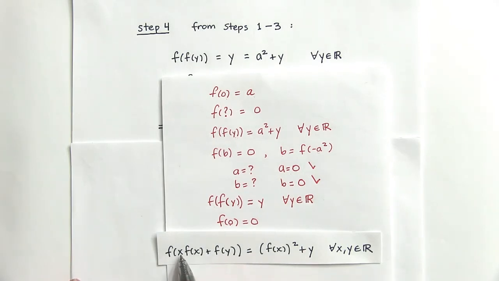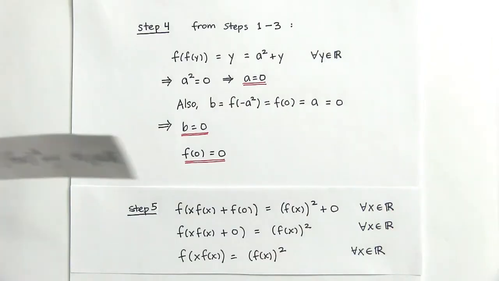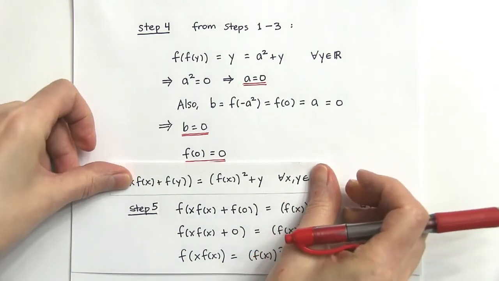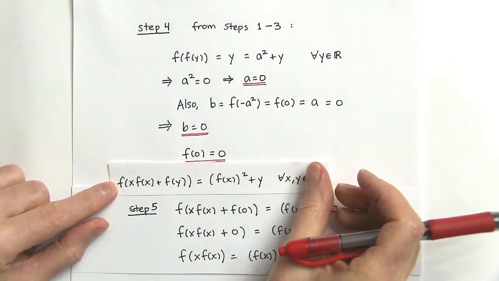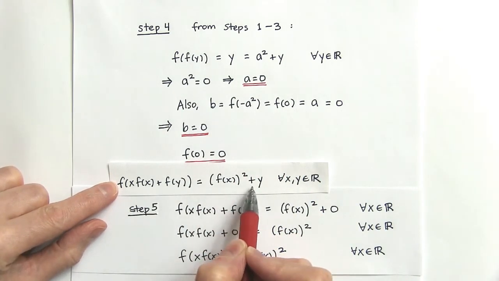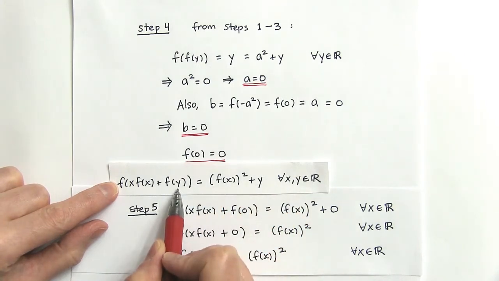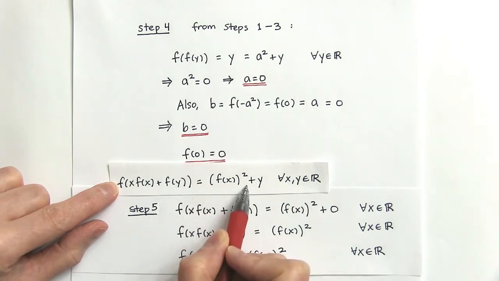So far I've plugged in 0 for x. I wonder what happens if I plug 0 in for y. So that's what I'm going to do in step 5, like this. So again, the condition stipulated in the problem is that f has to obey this property for every real x and y in R. So I'm going to try substituting 0 for y in this expression, and let's see what happens.